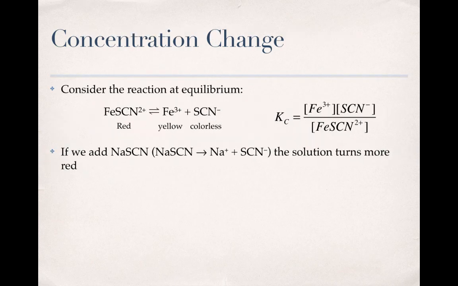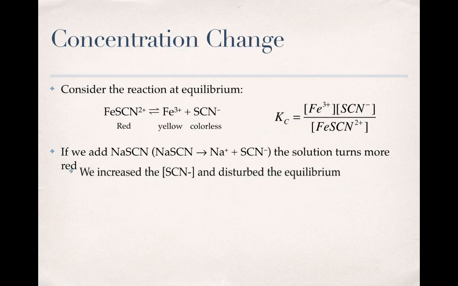Now let's say that we've got this mixture at equilibrium, and we add some sodium thiocyanate. Sodium thiocyanate is a salt. It's going to be a soluble salt since it's a sodium salt and will readily dissolve in water. And when it dissolves in water, we add, in essence, some thiocyanate ion. And what we find is that the solution turns more red than it was before.